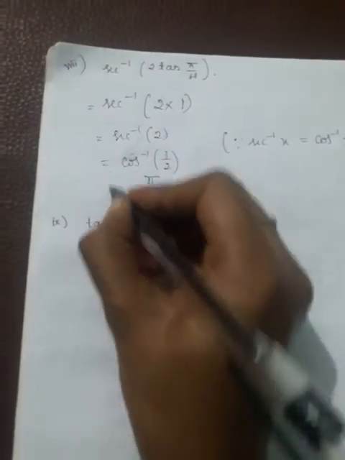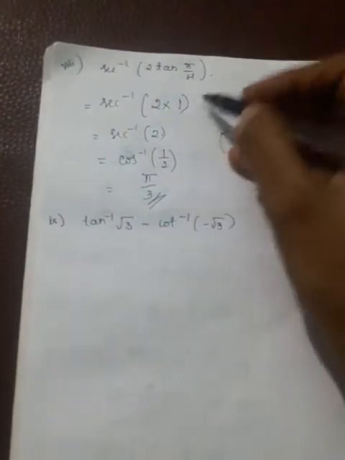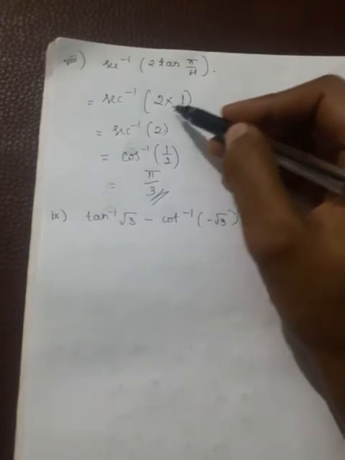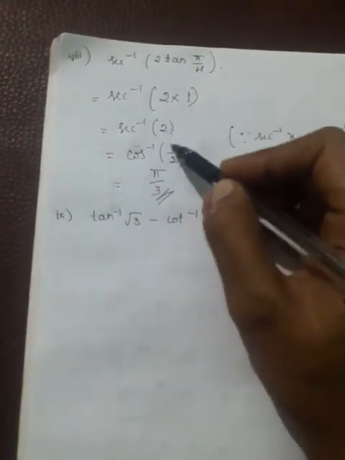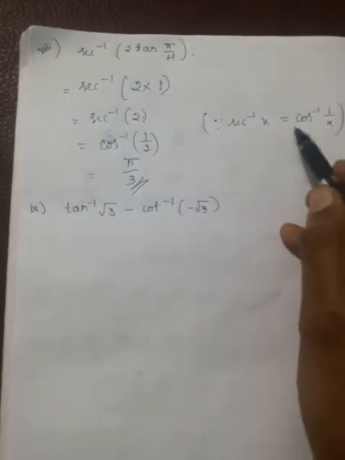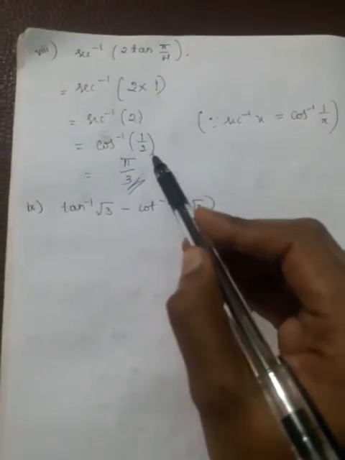Understood? Here secant inverse of 2 times tan pi by 4. Pi by 4 means 45. Tan 45 value is 1. 2 ones are 2. Secant inverse of 2 can be written as cos inverse of 1 by 2 because secant inverse of x is equal to cos inverse of 1 by x. Cos inverse of 1 by 2 value you know, that is 60 degree, that is pi by 3.